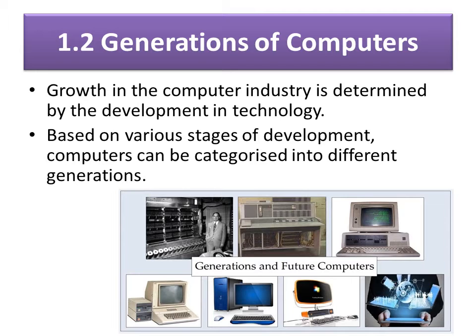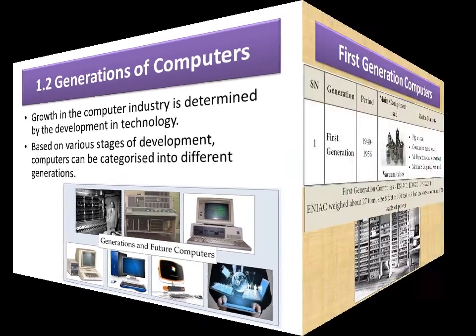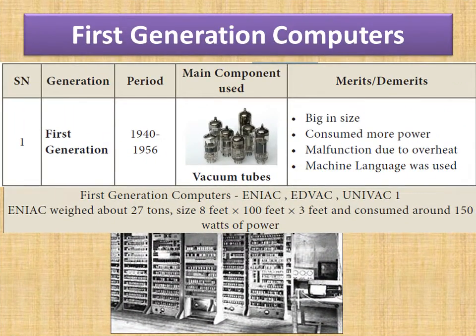Based on that, we can split the computers into different generations. Now we will see the first generation computer, the very first generation of computers that was developed during the period 1940 to 1956. And the main component used in that was the vacuum tubes. Check the spelling, children. VACUUM, vacuum tubes. And they had some merits as well as demerits.